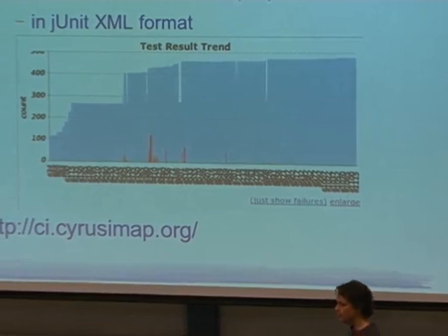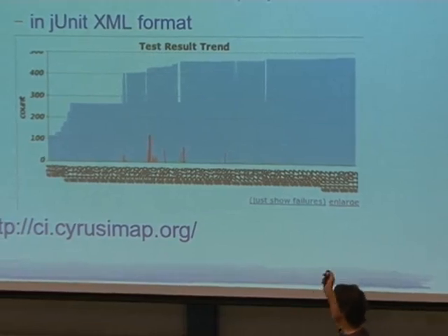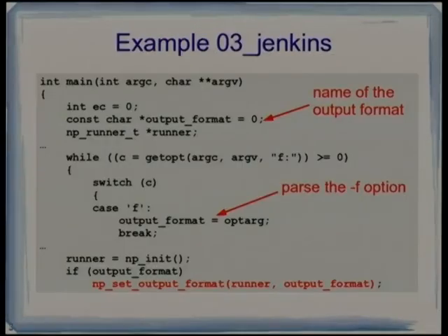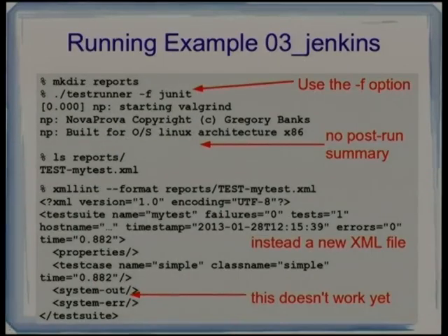So Jenkins is great. Jenkins will do all these neat things for you and let you explore test failures and such like. But you need to feed it with JUnit XML format. So we build that. There's an output format, and it's very easy to call. The string is JUnit. Here's an example of how you write it: test runner minus format JUnit, and so on.